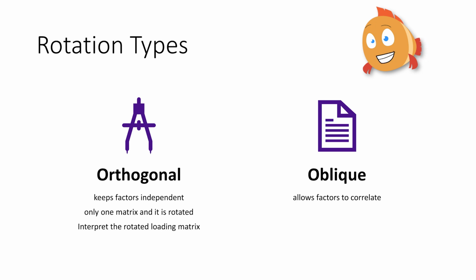And there's only one matrix. It is nicely rotated, and this is interpreted as the rotated loading matrix. Oblique, very similar. There are tons of different rotation methods. But at the end of the day, what oblique allows is for, say you have a test with multiple measures on it, multiple factors, they're allowed to be related to each other.